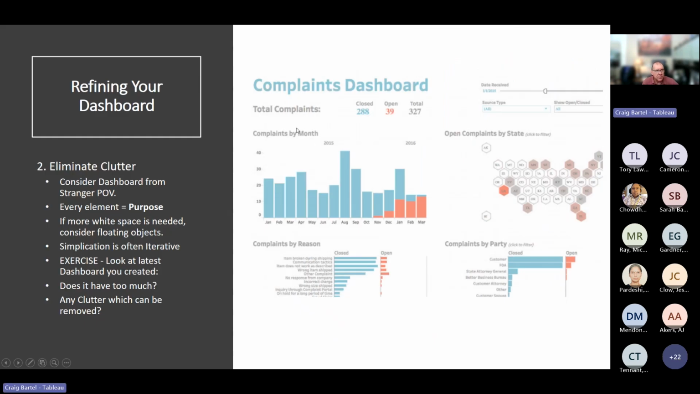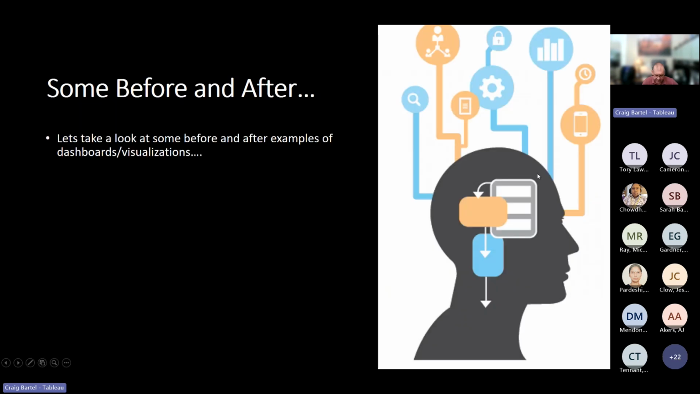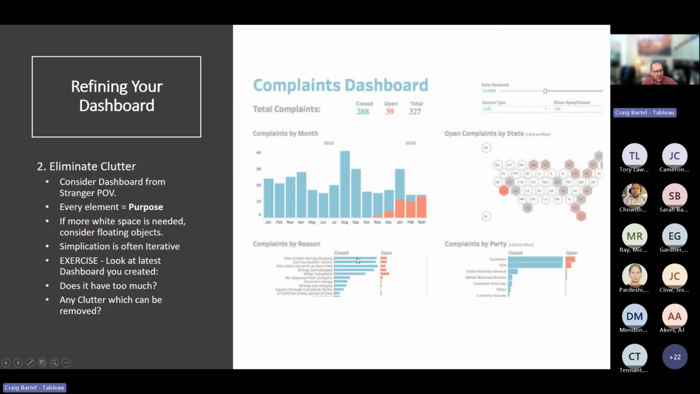So again, total complaints is up here in the upper left, because that's probably what we're concerned about, right? And then we look from a time perspective, we look from a geographic perspective. Sorry, I keep pressing the wrong button here. Complaints broken down by reason, by party. So that's probably enough information there. If they want to drill deeper, you may want to drill into another visualization. And then just use the exercises listed here.